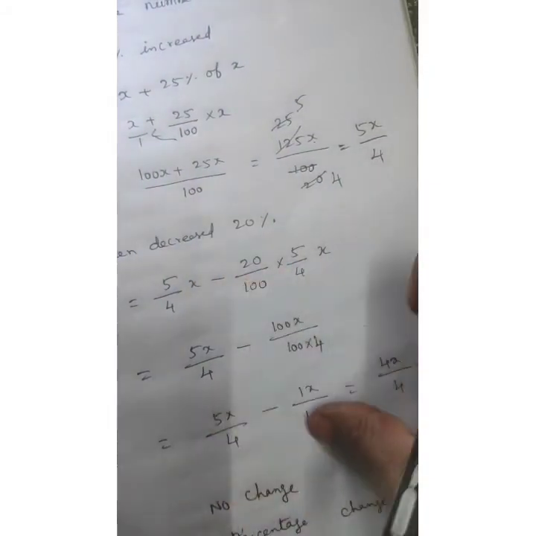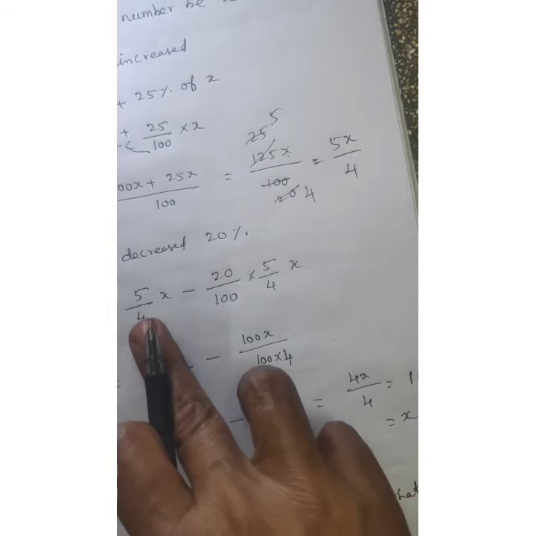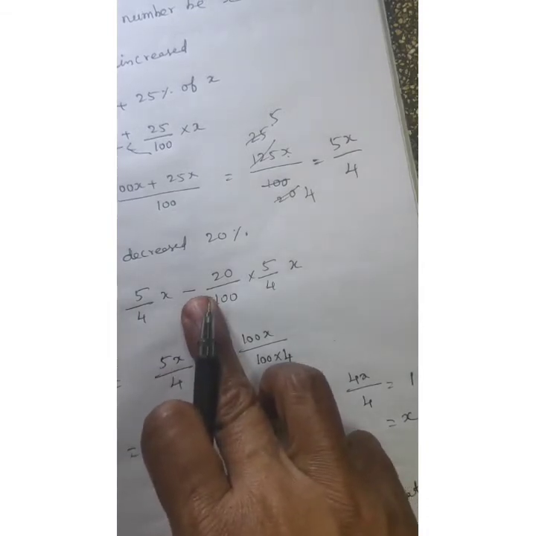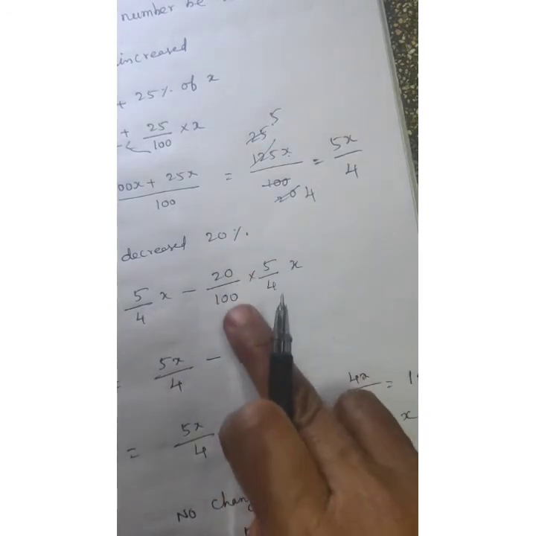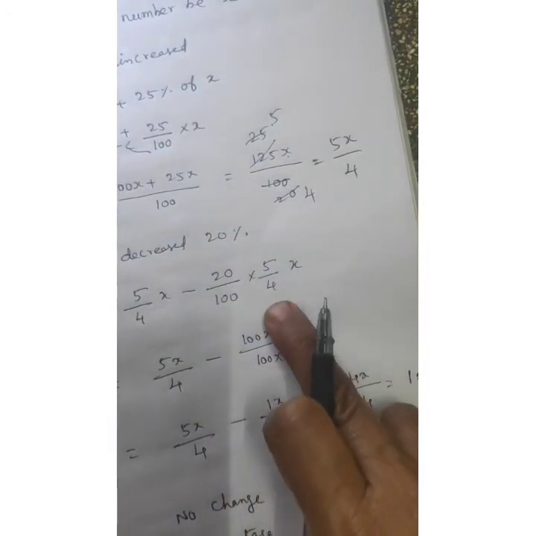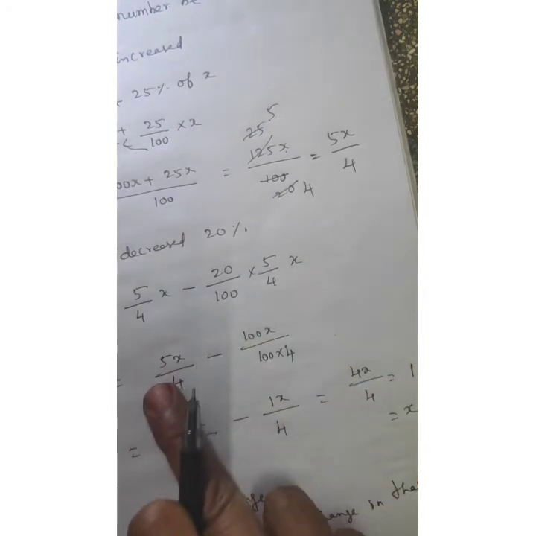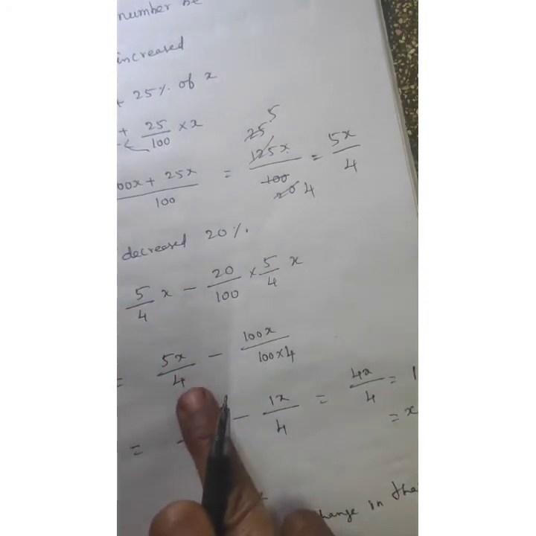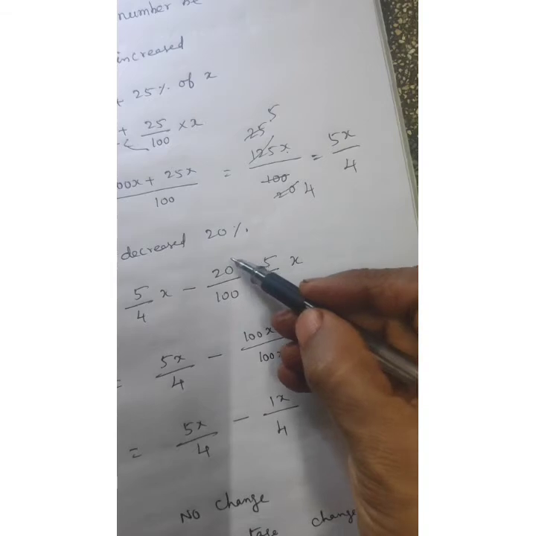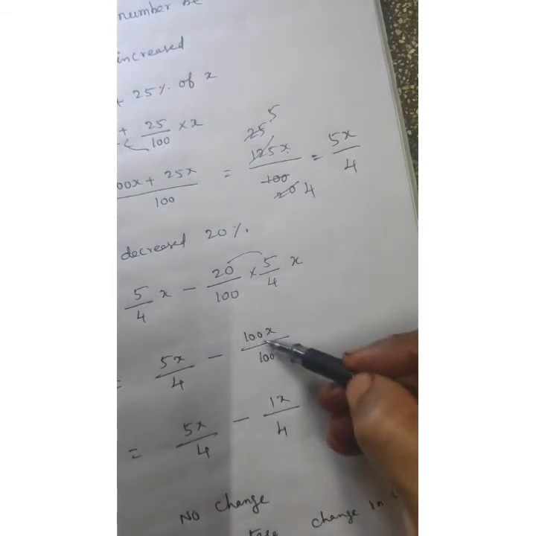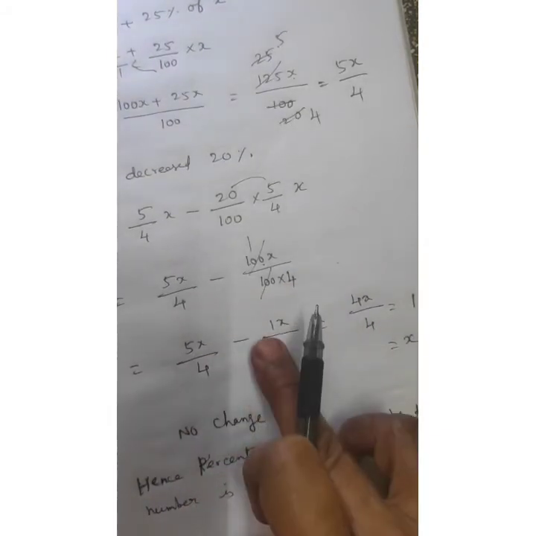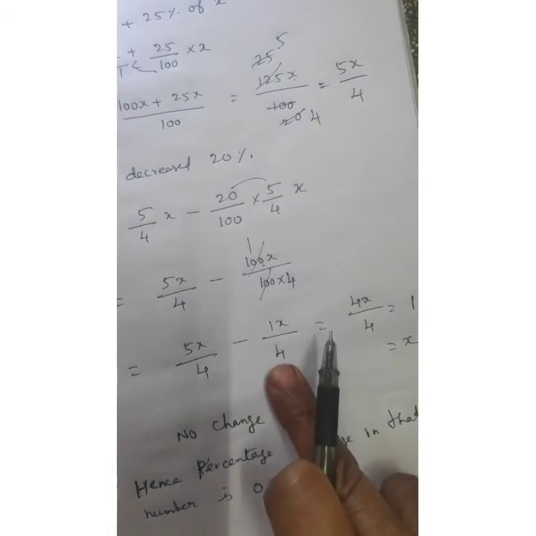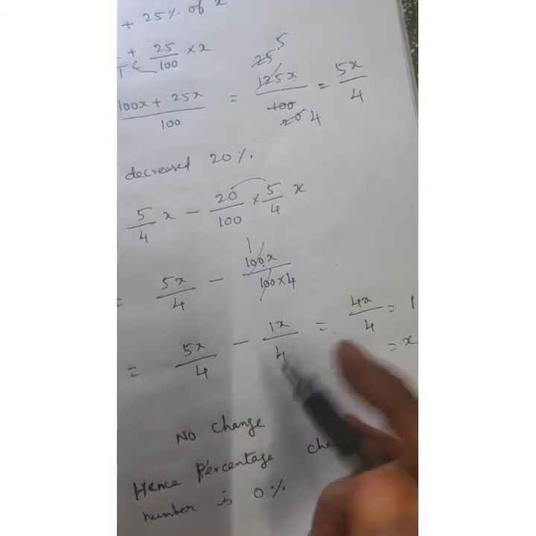Decreased by 20%: 5x by 4, minus. The decrease symbol is minus, how much percentage? 20%. 20 by 100 into the same number, 5 by 4 into x. 5 into x equals 5x by 4 minus, these two numbers you multiply. 20 into 5 equals 100, x divided by 4. 100 is 100, 100 is 100, so 1x. 5x by 4 minus 1x by 4.